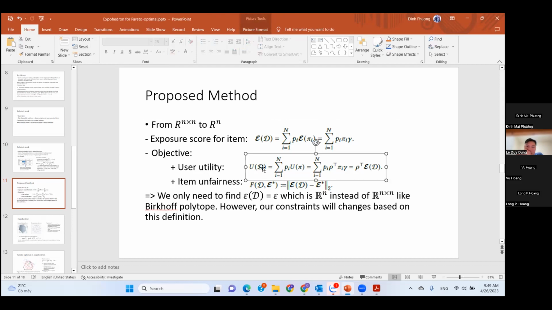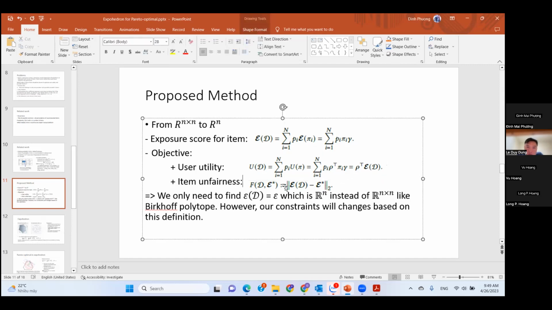So this is unchanged, and we could use this in the user utility as well as the item unfairness here. The user utility in the distribution d of Pi would be the sum of the probability p with the utility of the user, and we could decompose it to the rho transpose times the exposure score of items under distribution d. In the same way, we can compute the unfairness score with the distribution d of Pi and the target epsilon star. The norm 2 will not change.